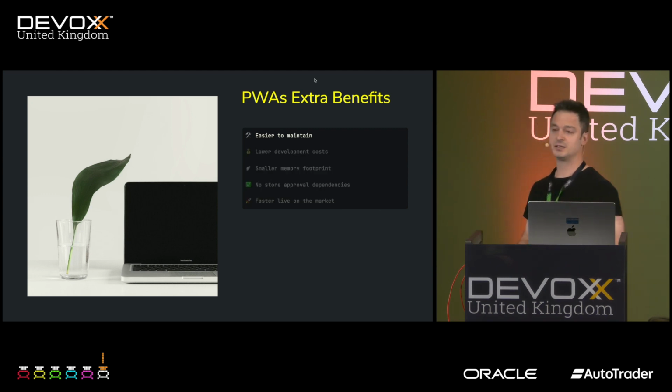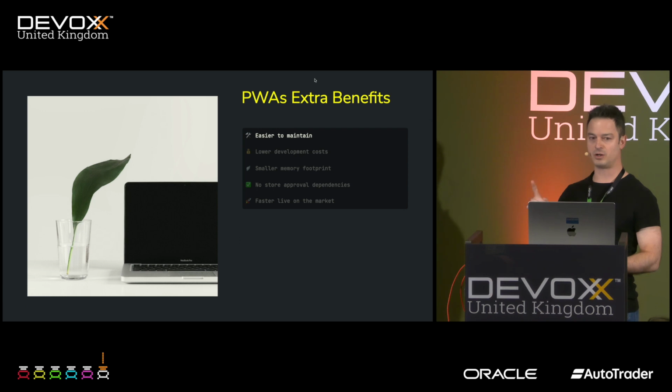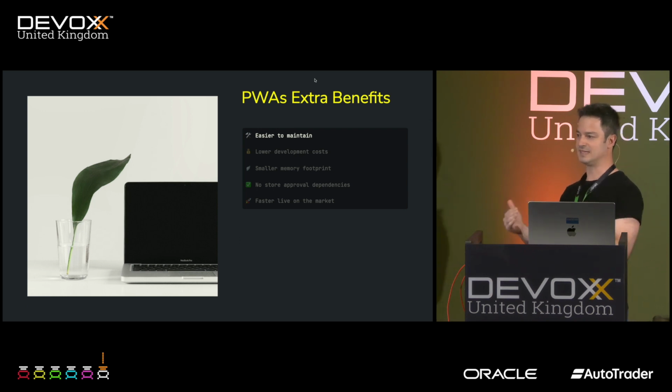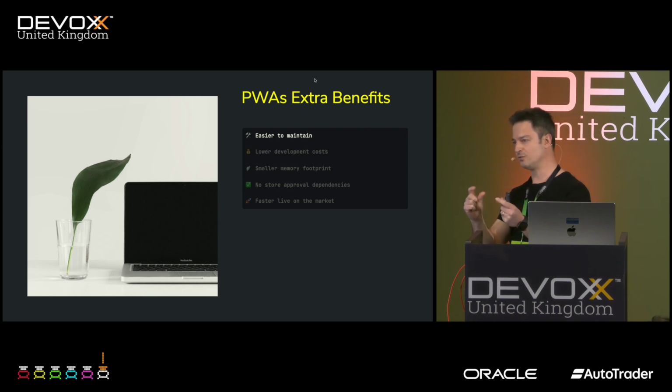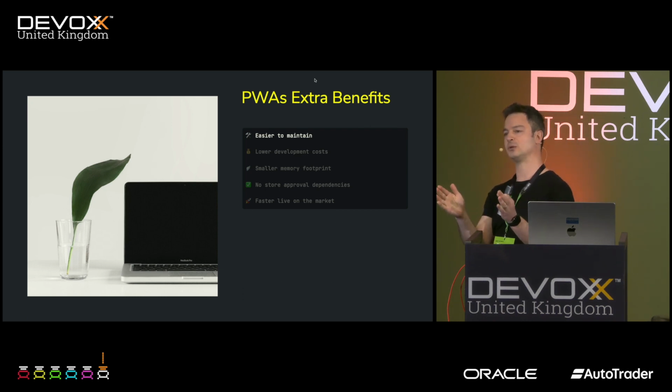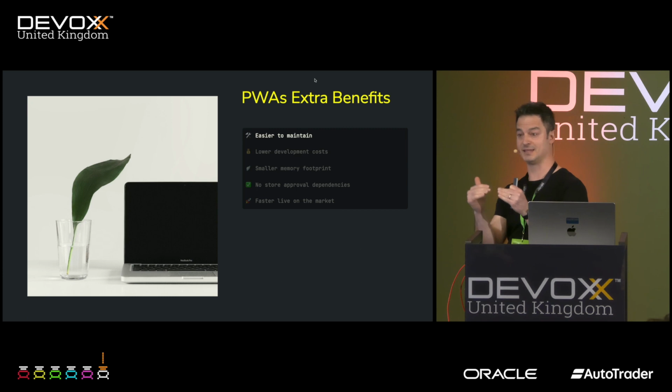It's also easier to maintain because we have only one version live. We go live and that's it. While with a native app, we have at least two versions that, for a short amount of time at least, we have to keep and maintain at the same time.